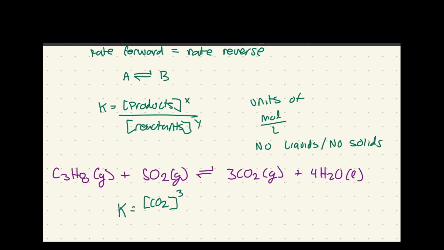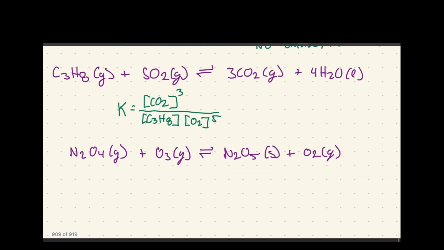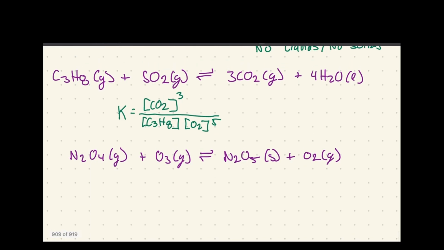Everything else is fine. So I would have my CO2 raised to the third, and then I'm going to divide by my reactant. So C3H8, this is to the 1, so I leave it, and then O2 to the 5th. So at equilibrium, this is describing the ratio of products to reactants. Let's look at another example.